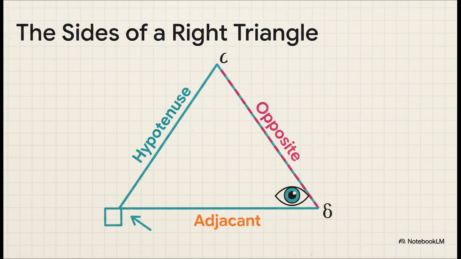The side directly across from that angle, that's the opposite. And the side that's right next to our angle, but isn't the hypotenuse, we call that the adjacent side. Nailing these 3 down is absolutely the first step.